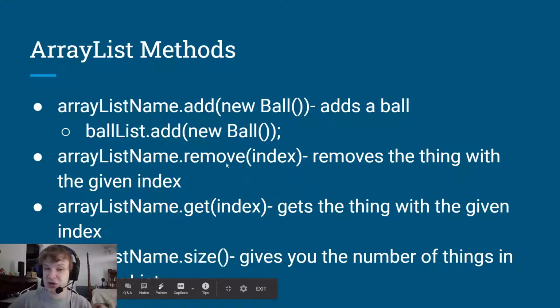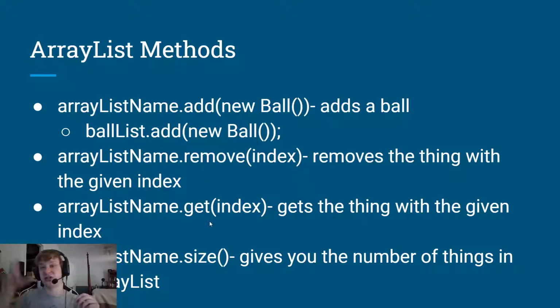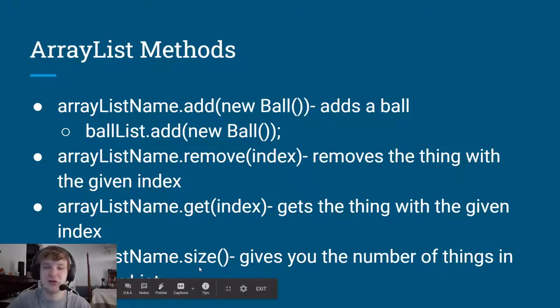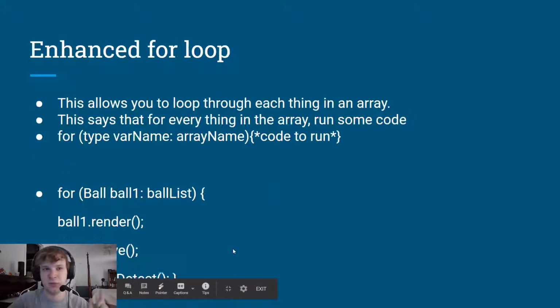We have an add. That will add something to the array list. Remove, that removes something from the array list. .get, that allows you to retrieve something from the array list. You don't change the array list itself, but it allows you to retrieve something from the array list, and then you can store that as a variable and then do some things with it, like render it or move it or change its color, something like that. And then we have the size method, which allows you to just know the size of the array list at this point in time. And one last thing I want to talk to you about is an enhanced for loop.